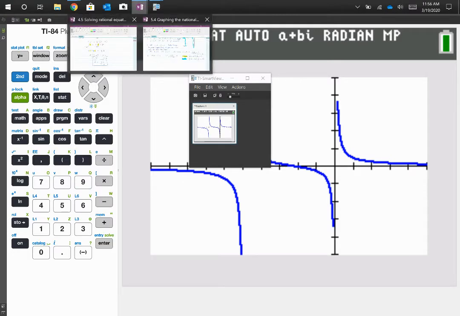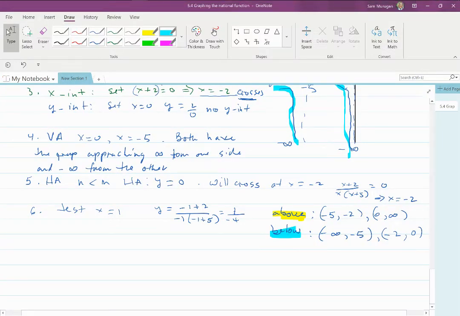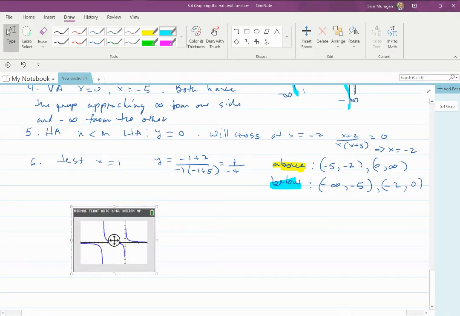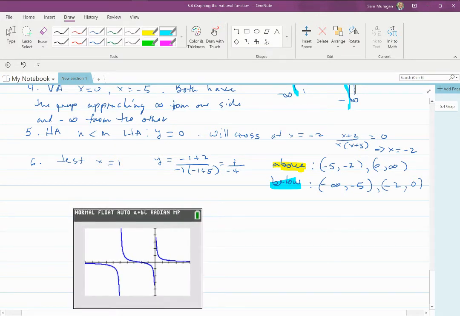I'm going to go ahead and put this graph into our notes. So you can see the picture of it, okay?